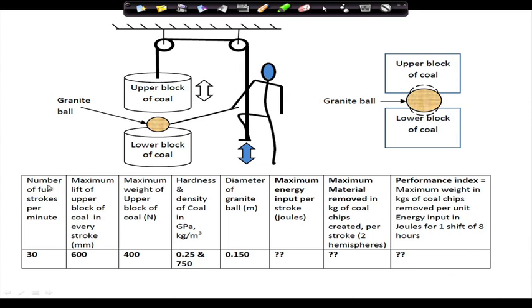The table reads: number of full strokes per minute is 30, maximum lift of the upper block of coal in every stroke is 600 millimeters, maximum weight of the upper block of coal is 400 newtons, hardness and density of coal are 0.25 GPa and 750 kg per cubic meter. Diameter of the granite ball is 0.150 meters. You have to find out the maximum energy input per stroke, the maximum material removed in kgs of coal chips, and you have to define the performance index.